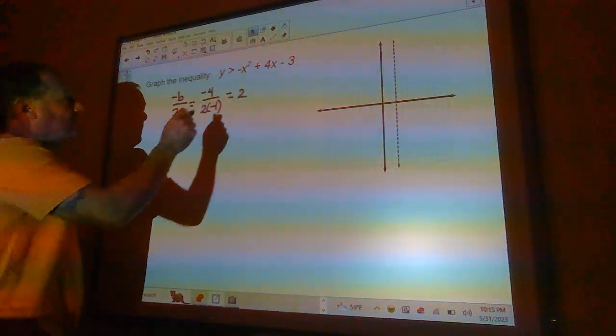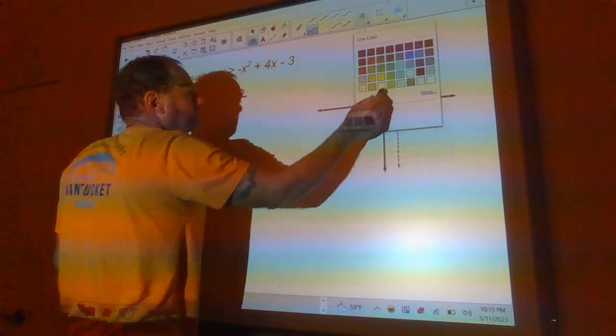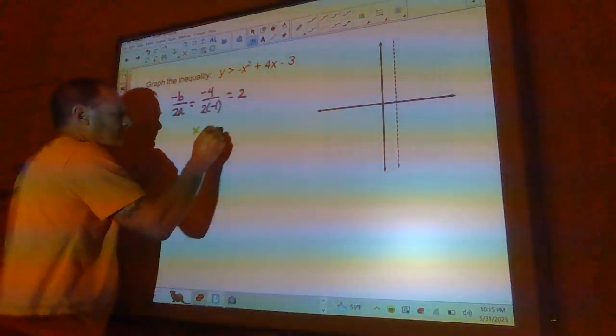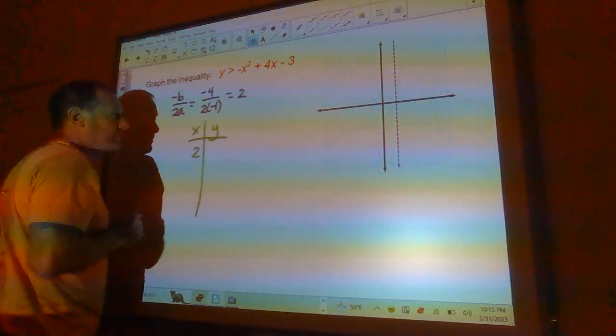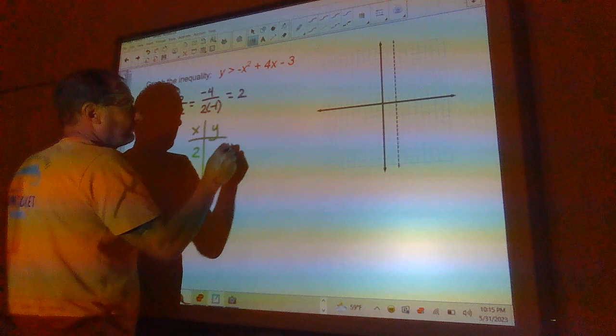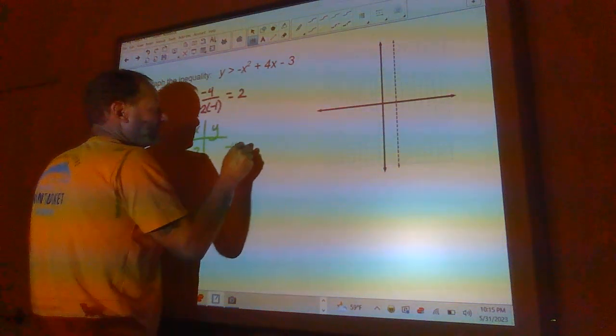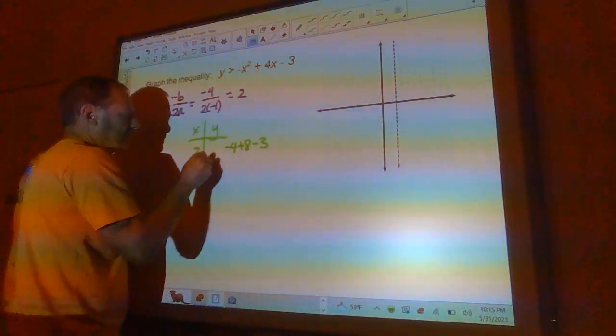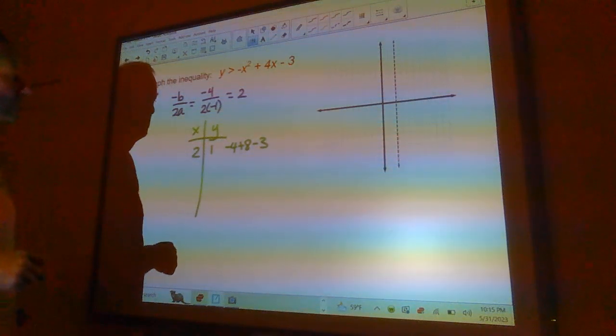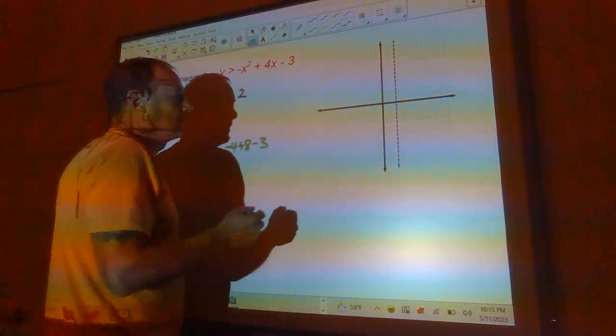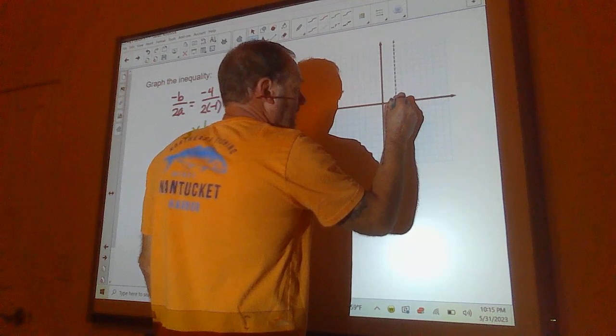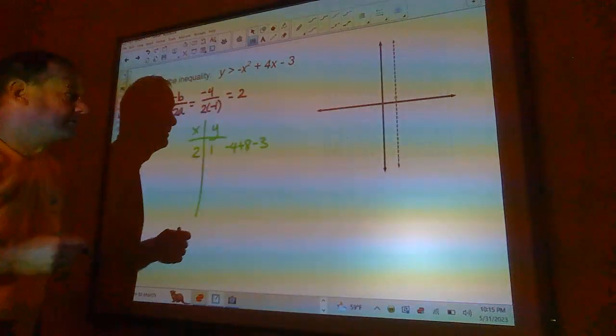Okay, and then I'll go ahead and make a table. 2 is going to be my first entry. That's going to be negative 4 right there, plus 8 minus 3. That's going to be 1. Okay, so 2, 1. There's the vertex of the graph.